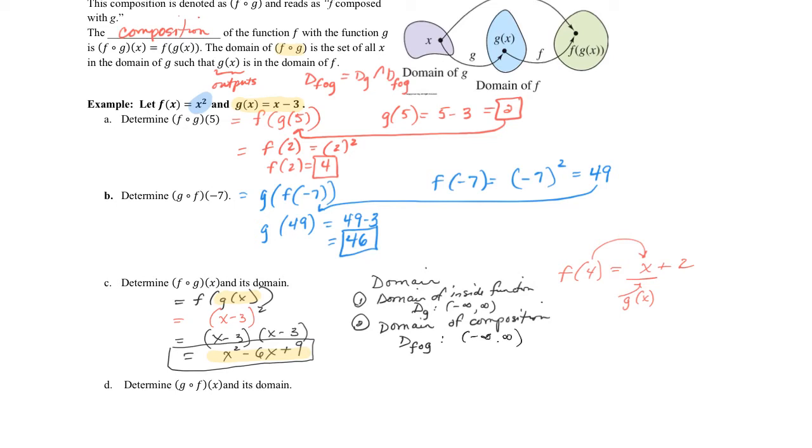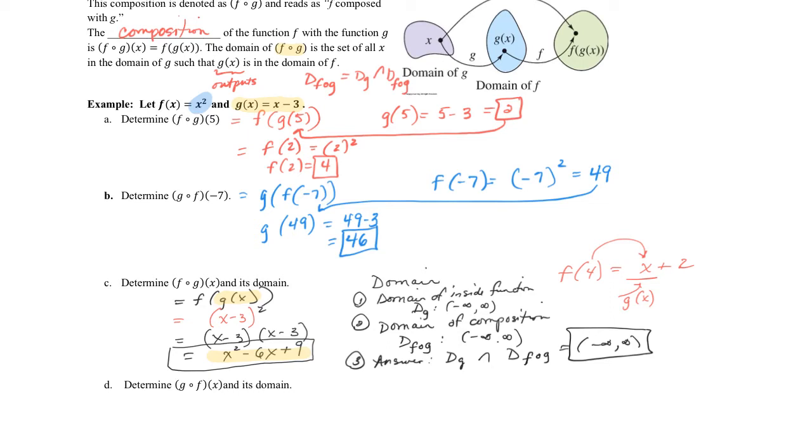And then my final answer, I have to consider both of these. So my final answer is going to be the intersection of the domain of g with the domain of f composed with g. So since they're both negative infinity to infinity, then that will be negative infinity to infinity. There's no additional restrictions here. And so that's the domain of the composition.